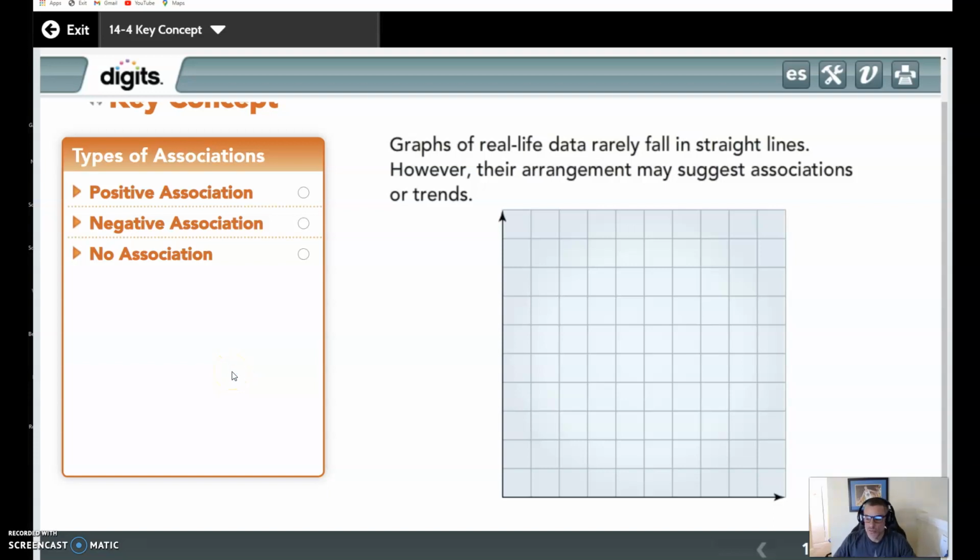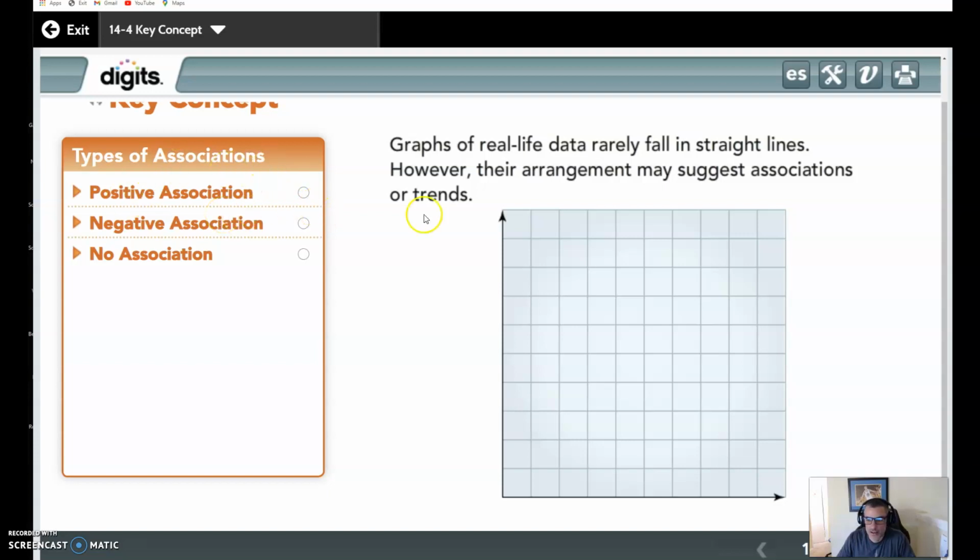Mr. Agnos here. This week we're going to start looking at what we call associations. So we have positive association, negative association, and no association. And what I mean is, is there a clear trend? Is there a clear pattern between two things that we are measuring? I think it'll become really clear once you see the graphs what I'm talking about.